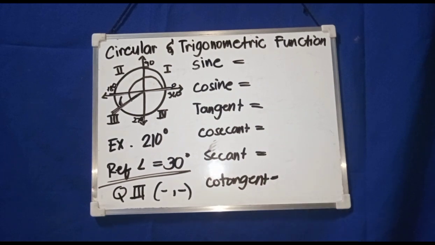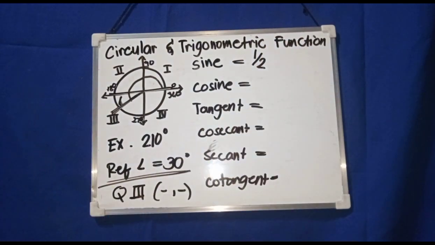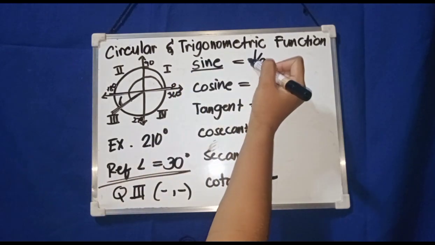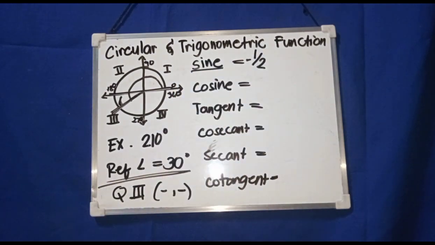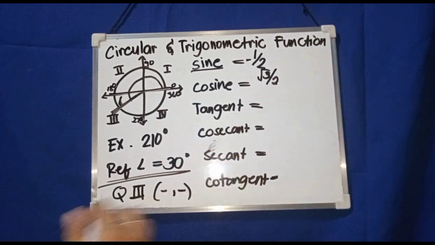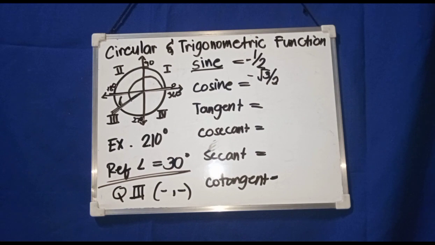Okay, so the sine of 30 degrees is equal to 1/2. Since sine is the y-axis, and we have negative, therefore it will be negative 1/2. And our cosine of 30 degrees is equal to square root of 3 over 2, and since our cosine is negative, we have negative square root of 3 over 2.